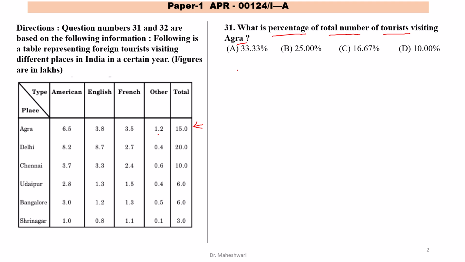Out of how much, that we have to find out, because they have asked us the percentage. So first of all, you have to total all these: 15 plus 20 plus 10 plus 6 plus 6 plus 6. So 15 plus 20 is 35, plus 10 is 45, and these are 15, so 60. So your total of all visitors is 60 lakhs. 60 lakhs visitors are visiting India at different places, and out of that, how many are visiting Agra? Agra visitors are 15 lakhs.